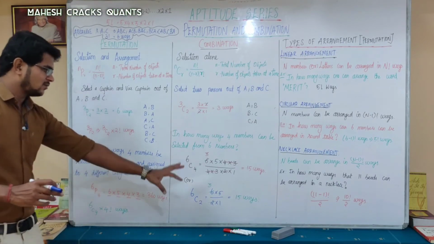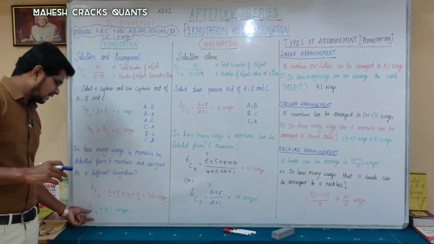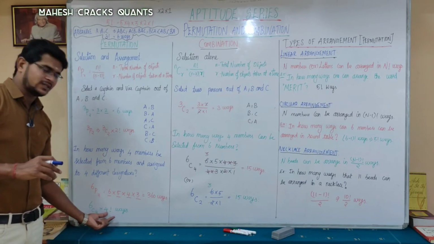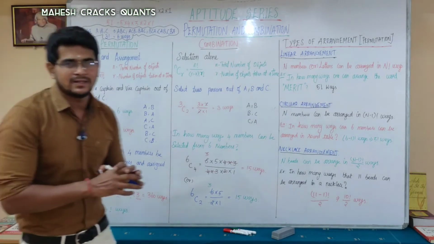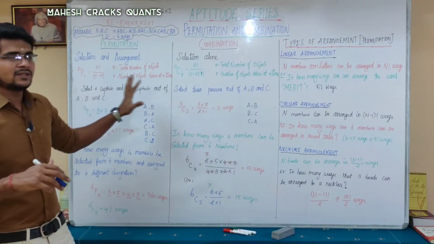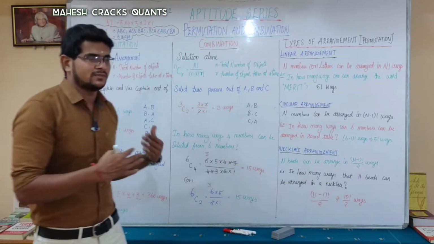If you want to solve using combination, you have to select 6C4. So you select 4 members and then arrange those 4 members in 4 factorial ways. Both will give you the same answer, 360 ways. Okay, that's it. This is the difference between combination and permutation. We are going to solve examples with that.